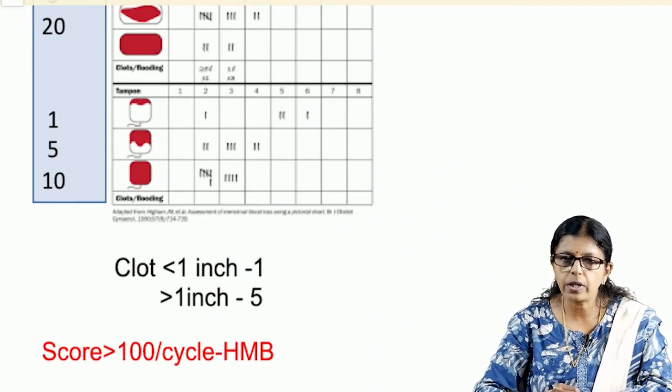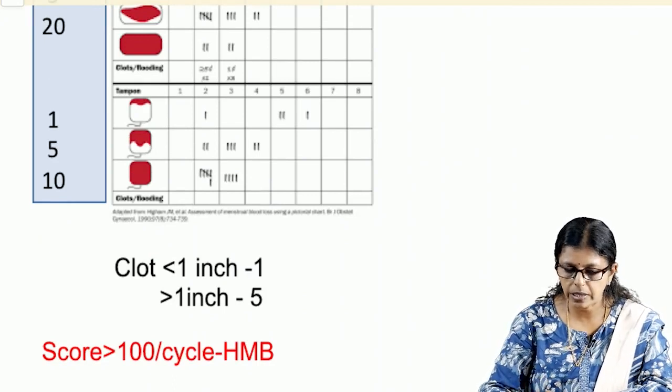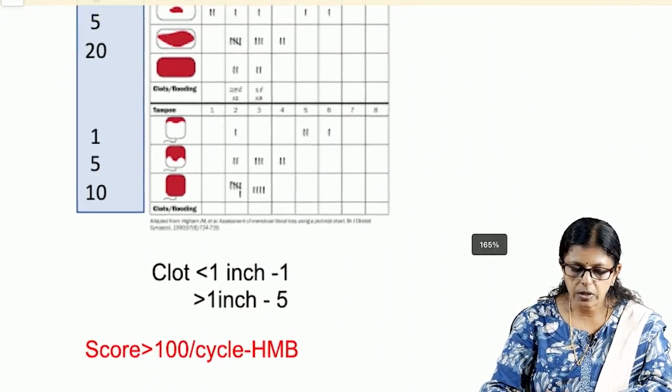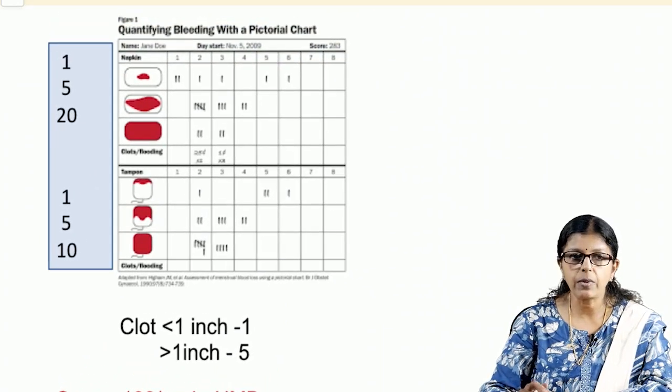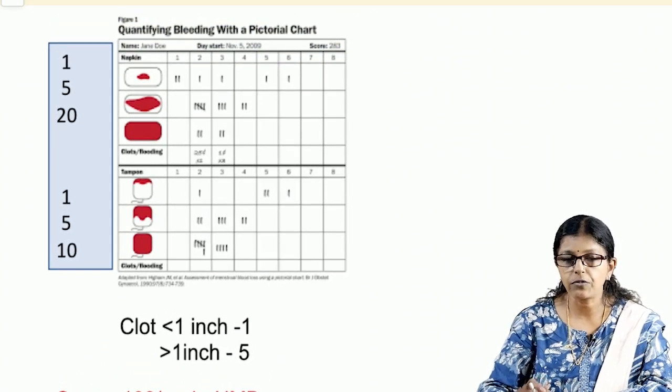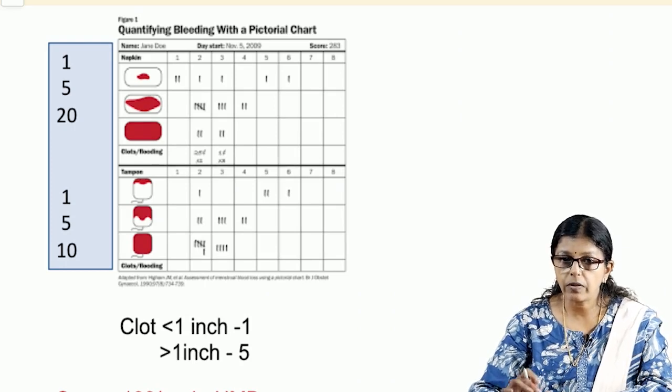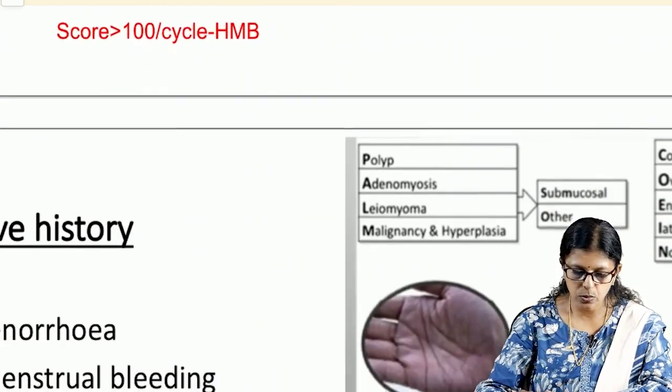And if the score is more than 100, then definitely heavy menstrual bleeding is there and you need to treat. Now these are things that we may not use every day, but in case you have a problem, you cannot identify which patient is having heavy menstrual bleeding, these are techniques that you can use.